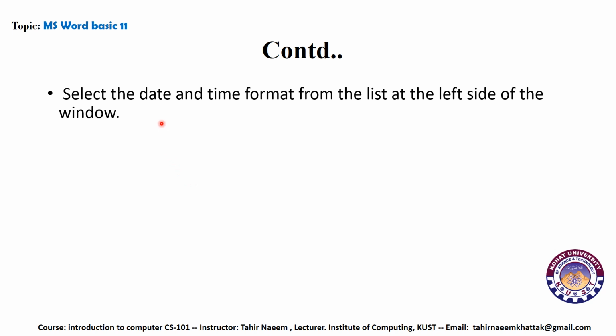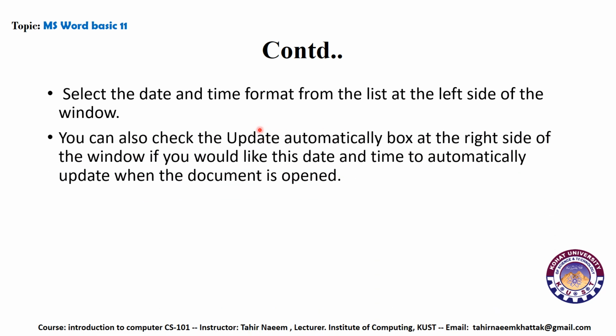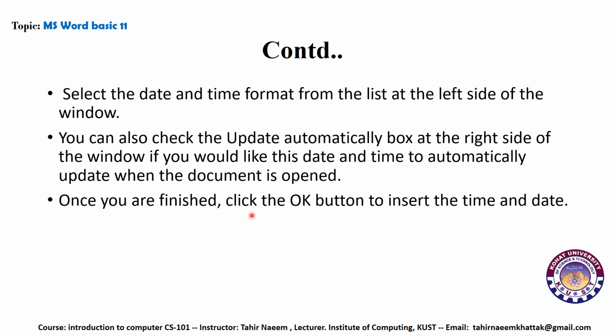So here we will select the date and time format from the list at the left side of the window. We can also check an option to update the document's date automatically. We simply check the update automatically box at the right side of the window if we would like the date and time to update when the document is opened. Once we are finished, we click on OK to insert, and the date and time will be inserted in our document.